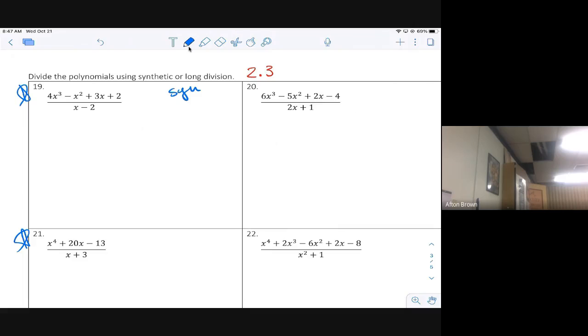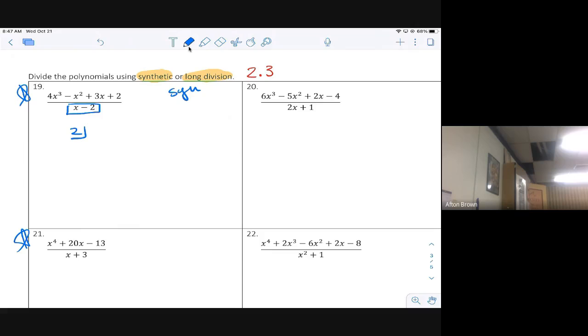Okay, so let's take a look at this one. She mentioned, if you caught it before you left, that it's synthetic. We're gonna do synthetic on this one. But we had a choice. We could have done long division, but she had recommended synthetic on these two. All right, so our divisor is x minus 2, right? And so we can take that, it's kind of like solving. We're gonna put it equal to 0, and we're gonna get a positive 2. We're just gonna use a positive 2 in there.